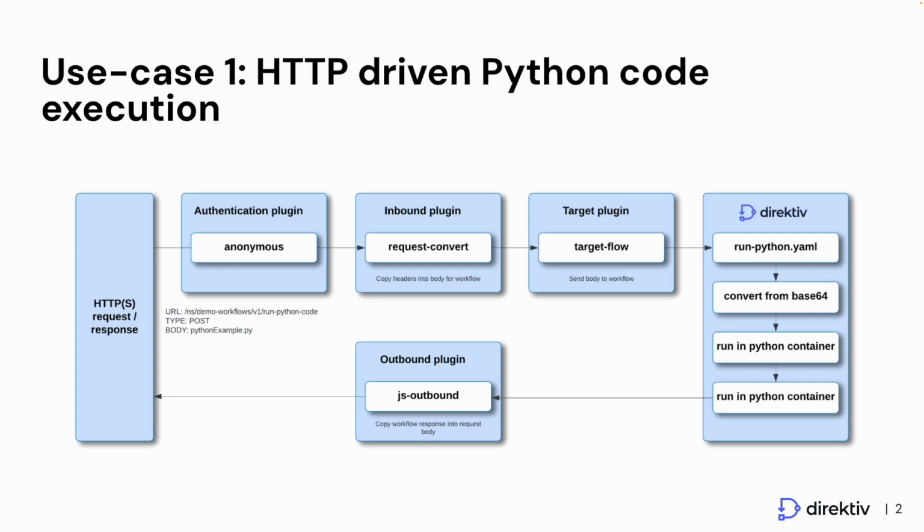That output is going to go into the outbound plugin, and the outbound plugin we're going to use is the JavaScript outbound plugin. What we do here is we're taking the output from the workflow and we're copying it into the body of the response. And then we just talk back via the API gateway to the user.